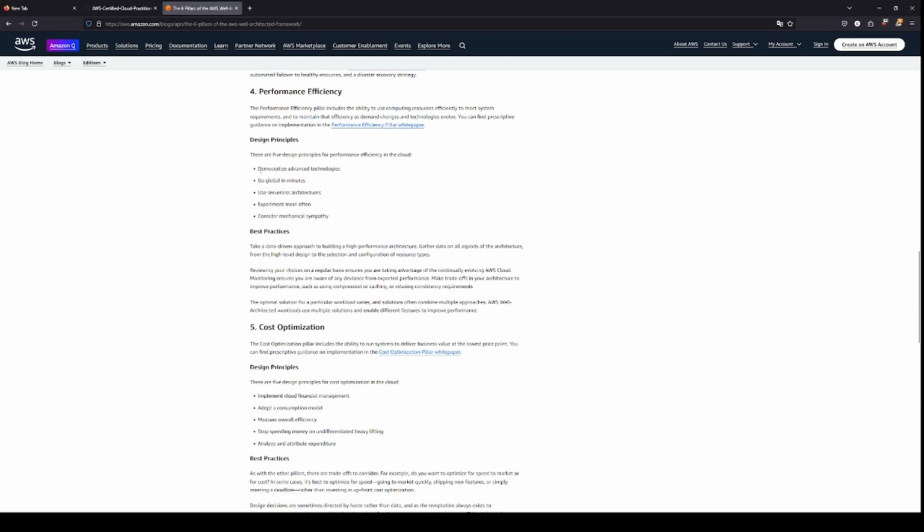Performance efficiency: democratize advanced technologies. So this term here, I've had to look this up.